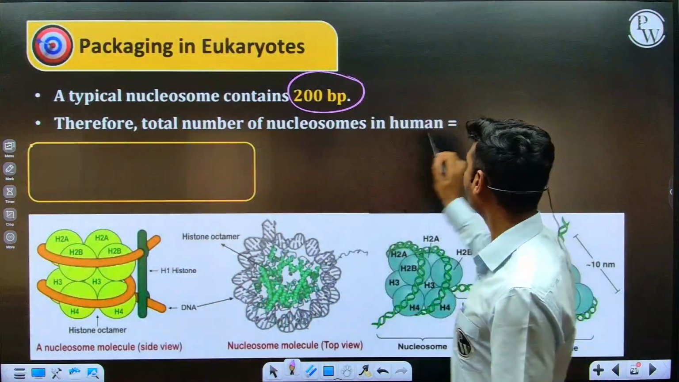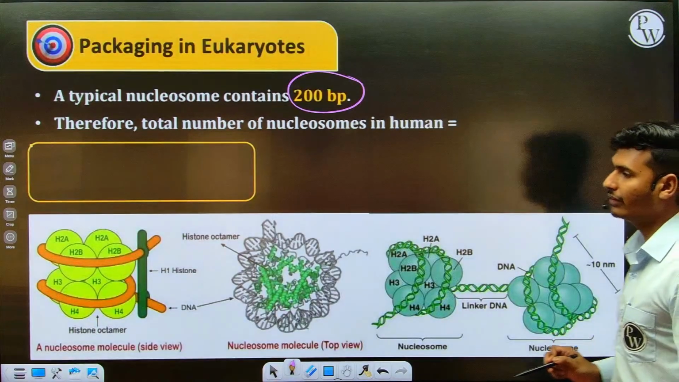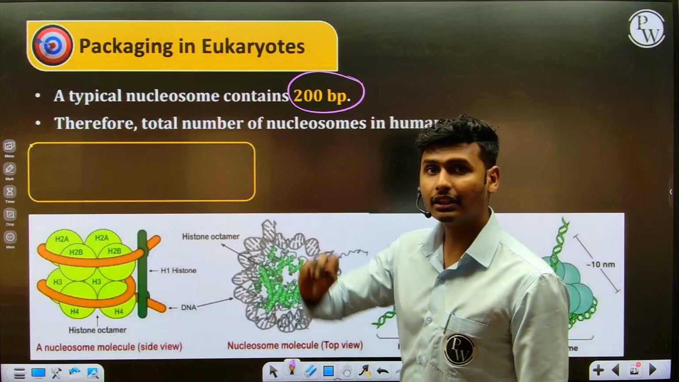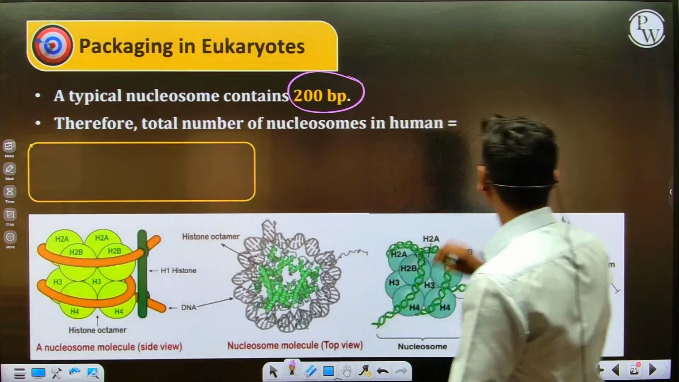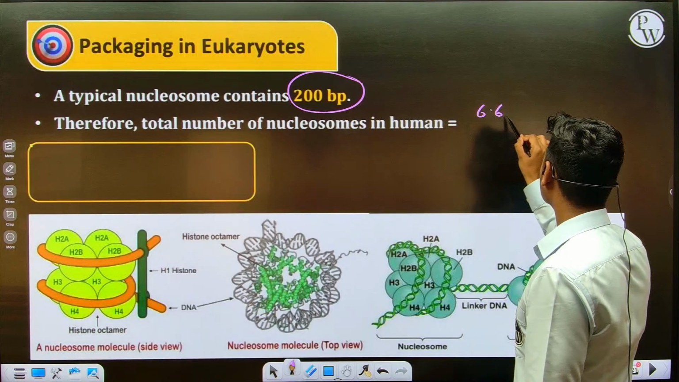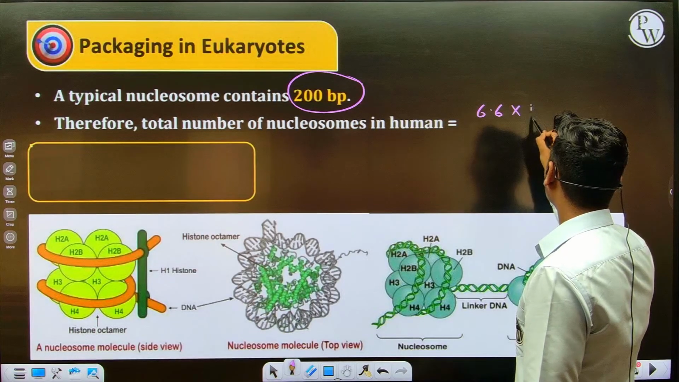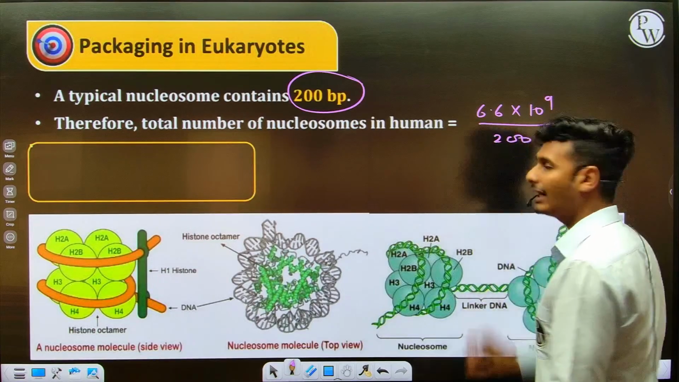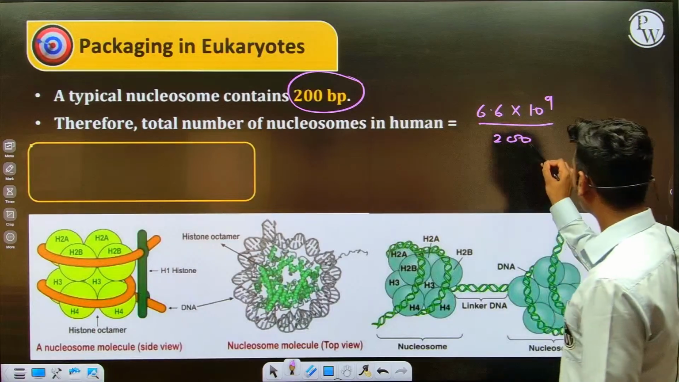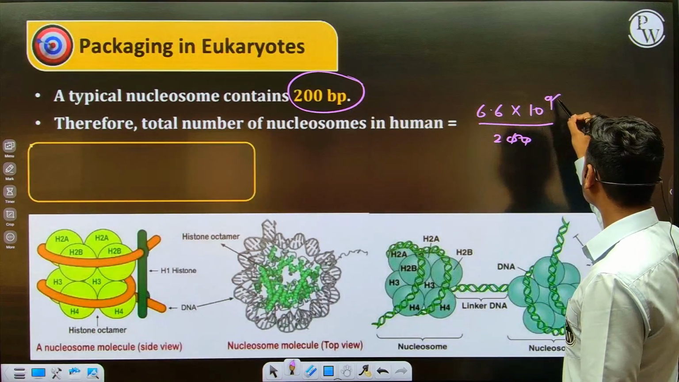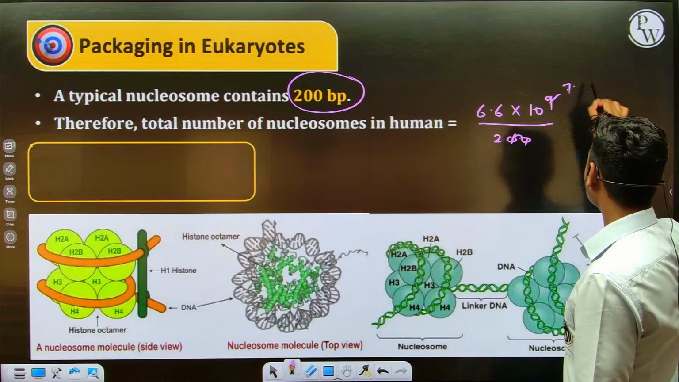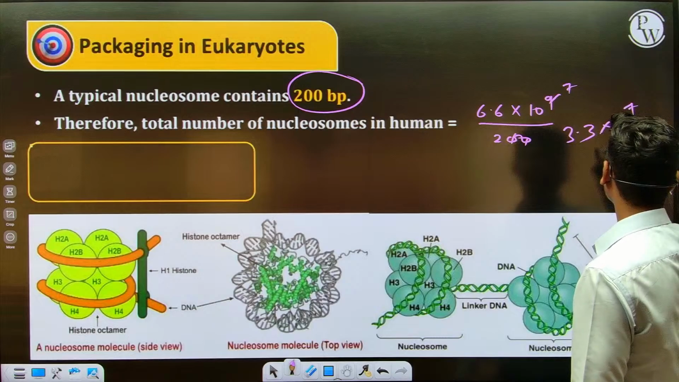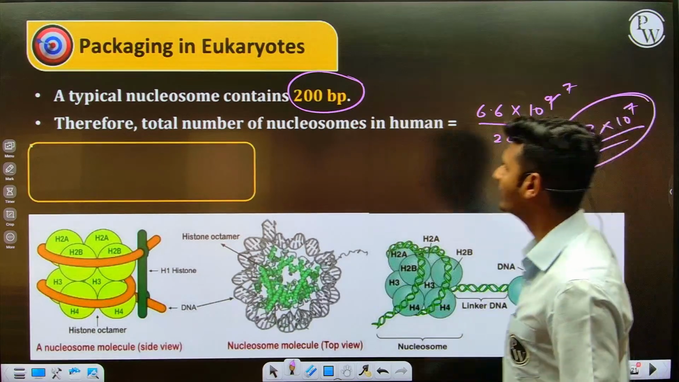Therefore, if we have to calculate the total number of nucleosomes in human, we know the total number of base pair in human. So 6.6 into 10 to the power 9 divided by 200, right? So this gives 3.3 into 10 to the power 7, thus the number of nucleosomes.